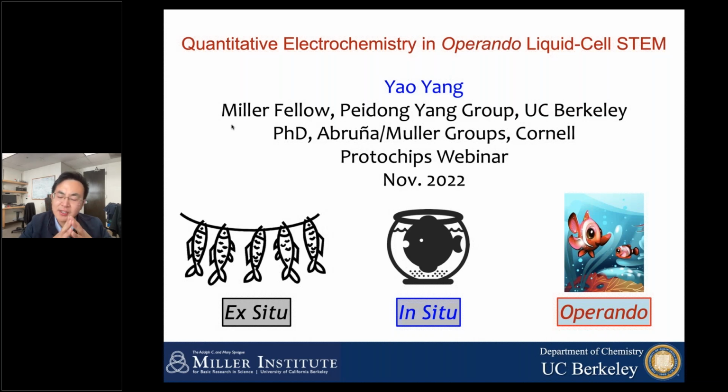As you can see here, this is the progress going from conventional ex situ measurement to in situ and operando measurement. We are using the fish as a research analogy to make efforts to see how catalysts evolve in operating conditions.